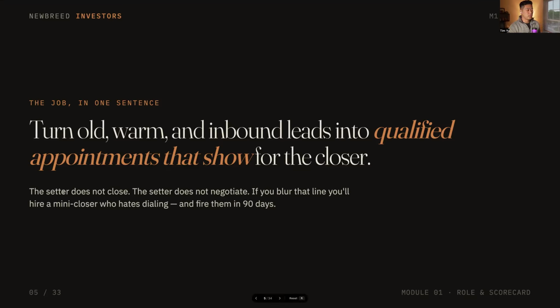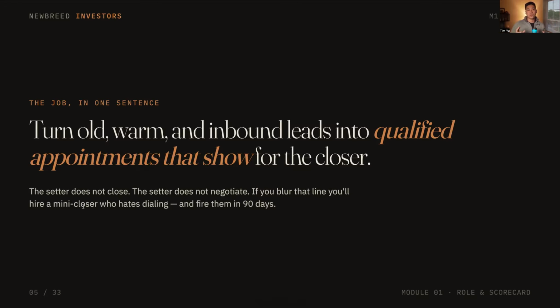So if the setter does not close, that's one of the most important things: your setter should not be closing, guys, right? Your setter should be focusing on just qualifying and getting them on the calendar. The setter doesn't negotiate. And if you blur that line between hiring a mini closer, how many guys do you hire that you end up hiring a cold caller? Or no, you end up hiring an acquisition manager, which is the person that has to actually close deals, right?